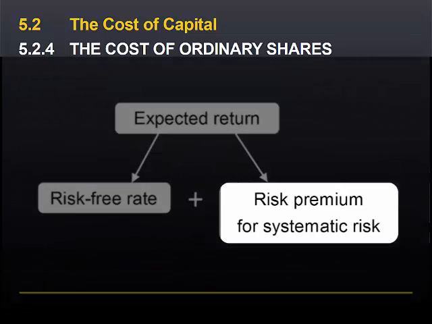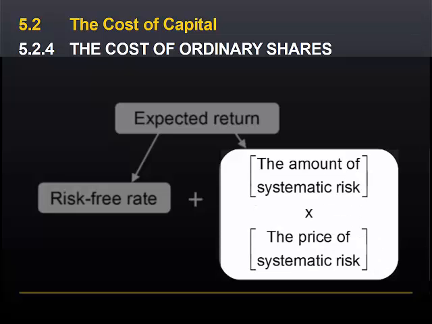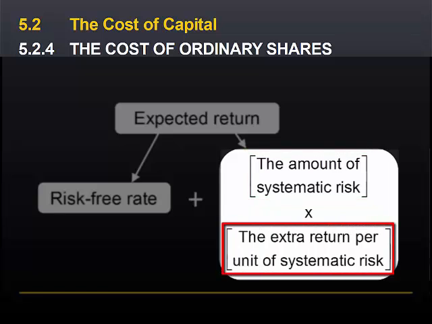Let's look a little more deeply into what makes up this risk premium. The amount of extra return that we should get is equal to the amount of systematic risk times the price of systematic risk. In other words, given the amount of systematic risk, how much extra return do we get per unit of systematic risk? Obviously, the higher the amount of systematic risk, the greater the risk premium. But in addition, the greater the extra return that you should get per unit of risk will also increase the expected return.